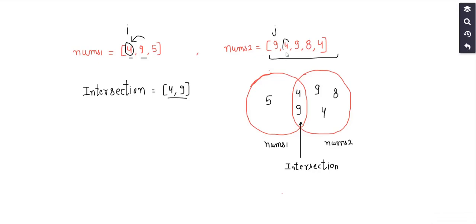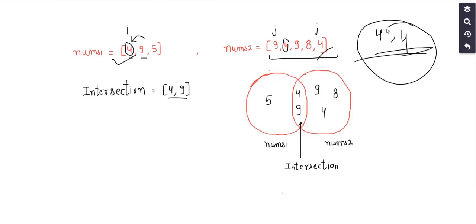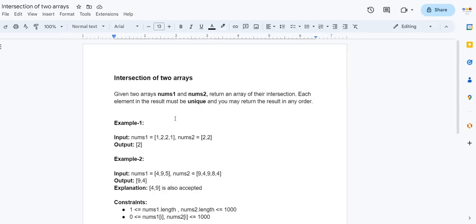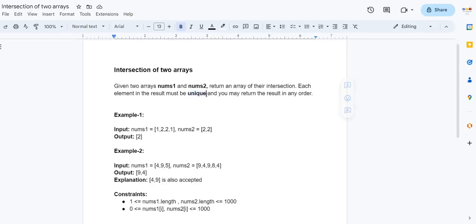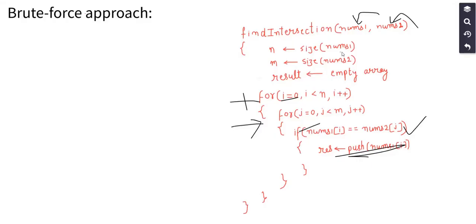So for this element, I iterate over all the elements. Then I see, okay, 4 is matching with this, so I push 4 into my resultant array. Then j is here, and 4 is again matching with this, so I push 4 again in my resultant array. This will create a problem because the resultant array must have unique elements. Hence, this approach, which may come to mind, is wrong.